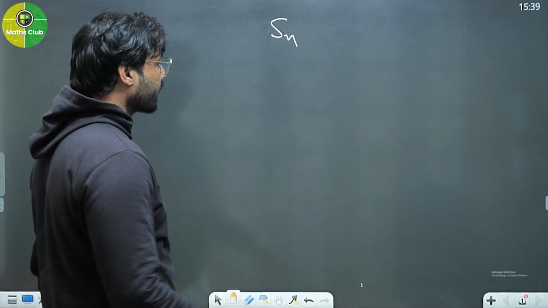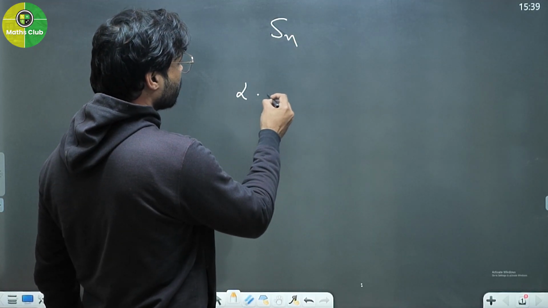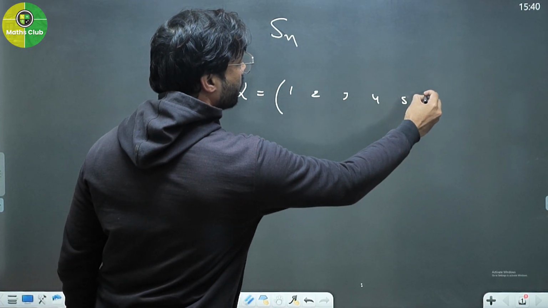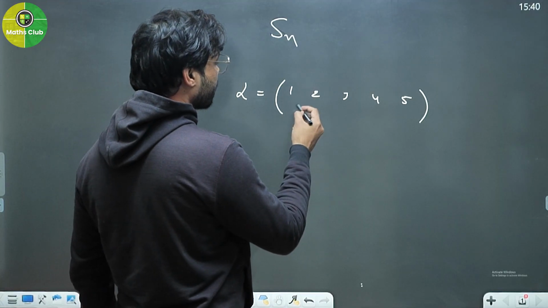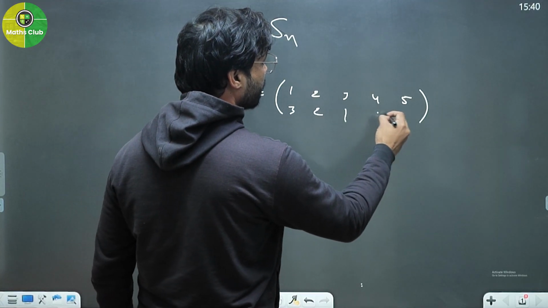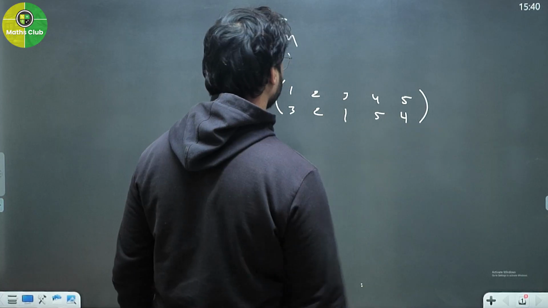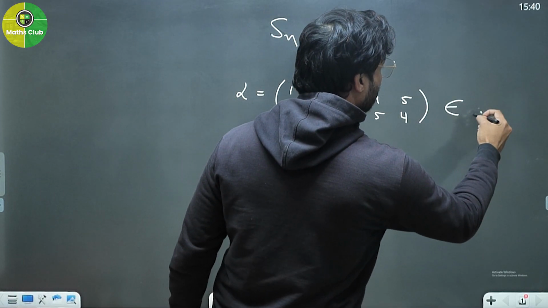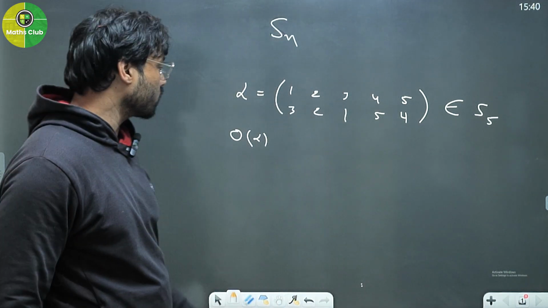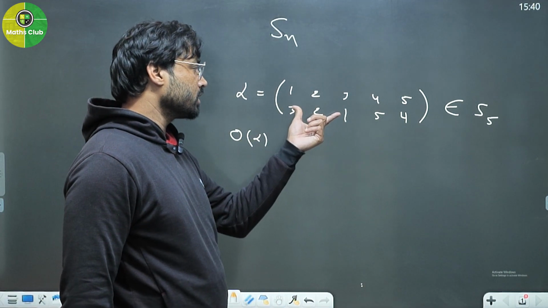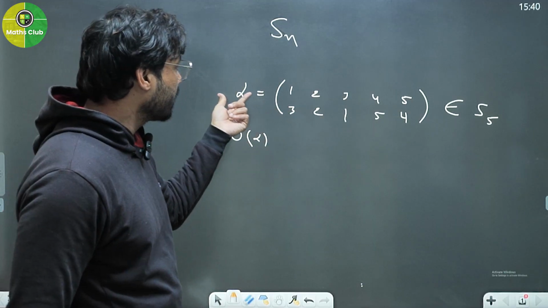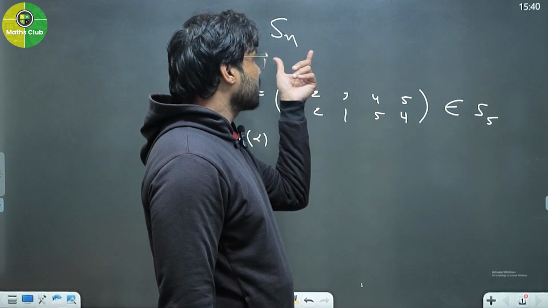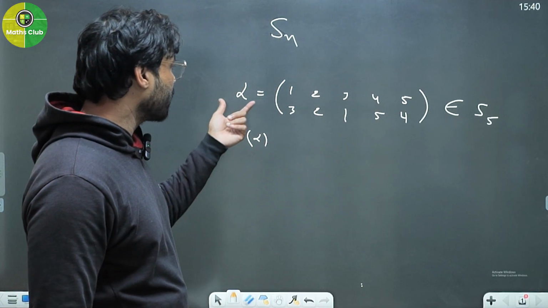Now, for example, take alpha equal to 1, 2, 3, 4, 5 on top, and 3, 2, 1, 5, 4 below. What will be the order of this element? This belongs to S5, the symmetric group or permutation group of degree 5. So how do we find the order?